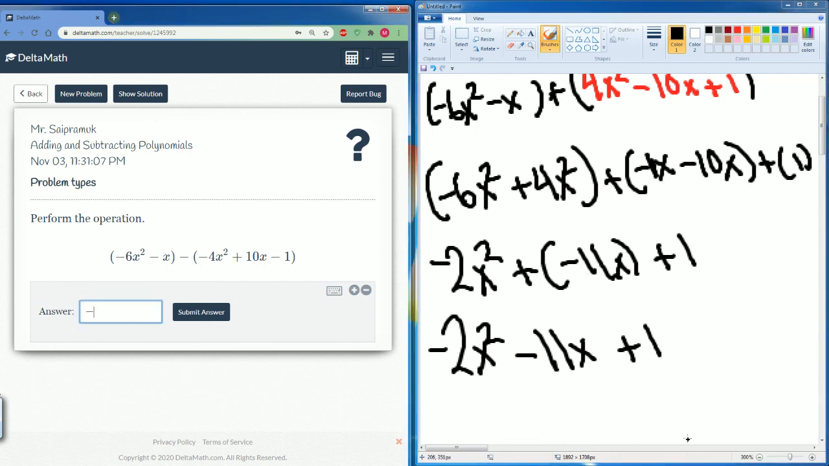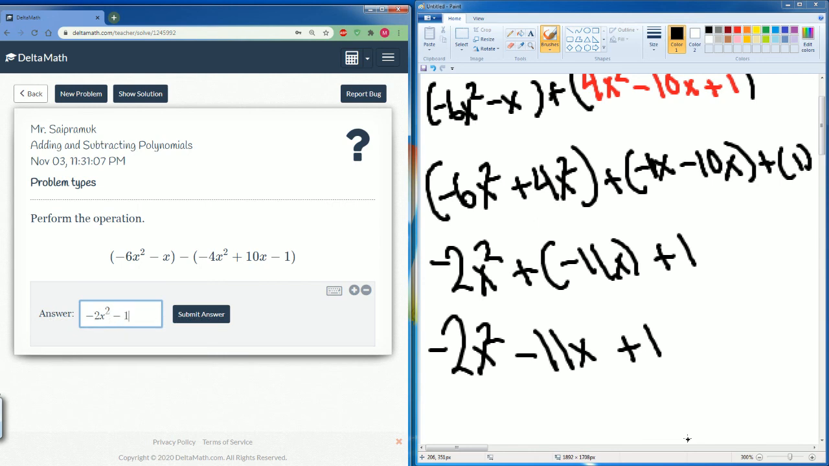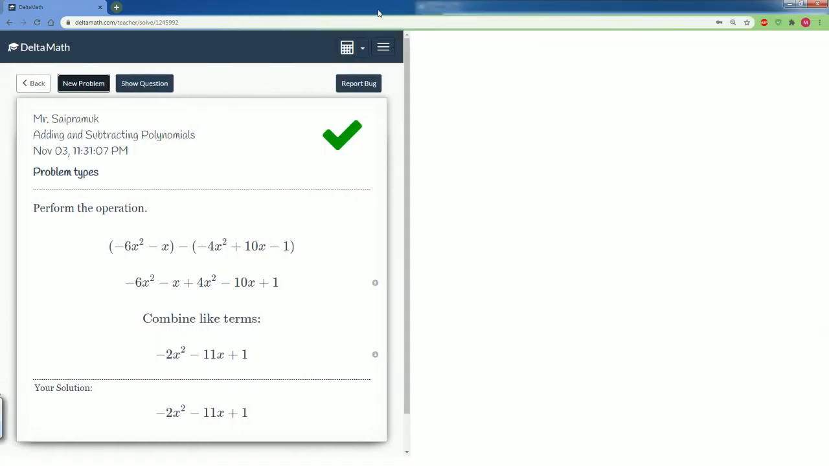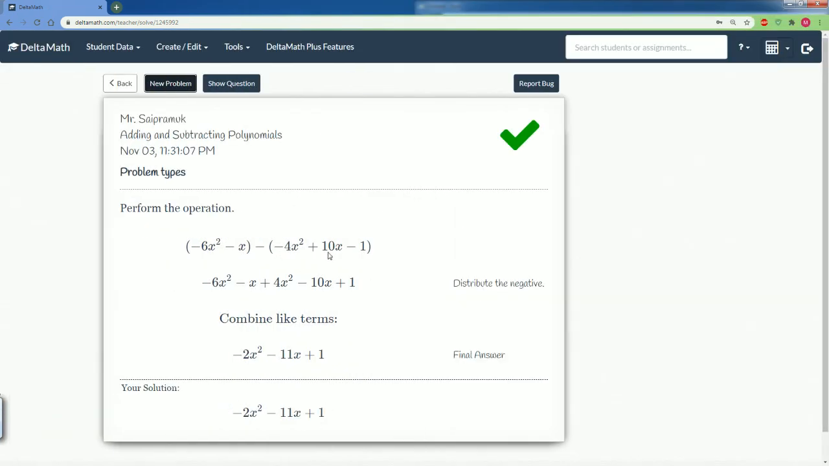Alright, hopefully I did my algebra correctly. Minus 11x plus 1. Hit submit. And that is correct. So again, they're going to tell you to distribute the negative, then combine like terms. So there you go. This is how you add and subtract polynomials.